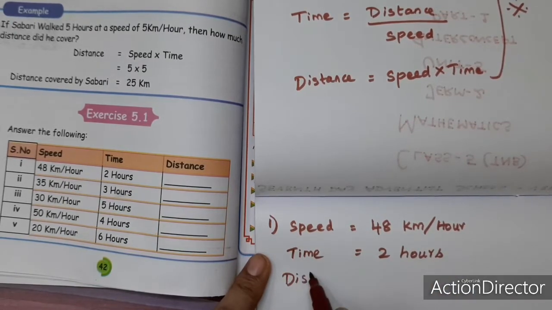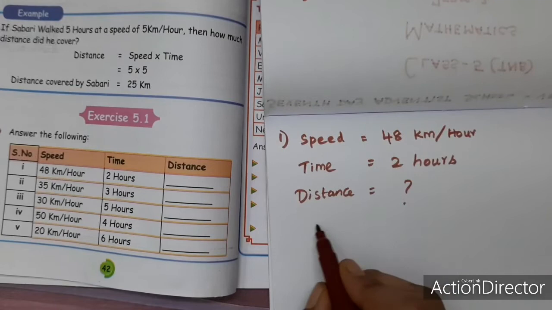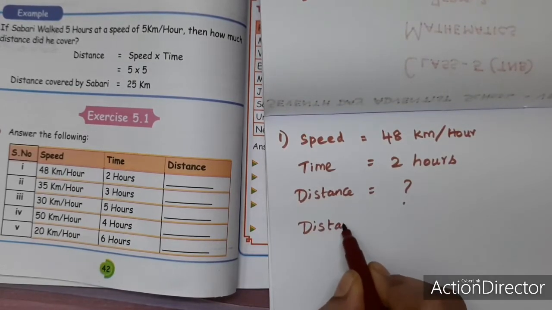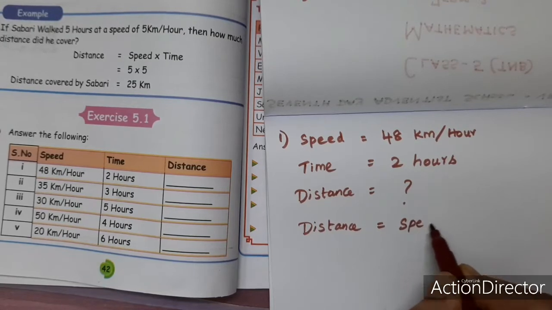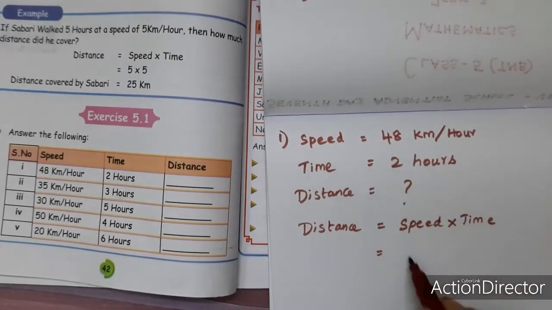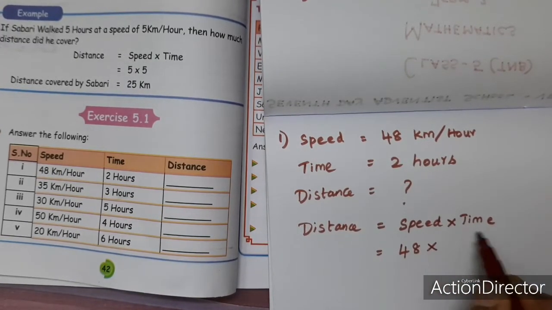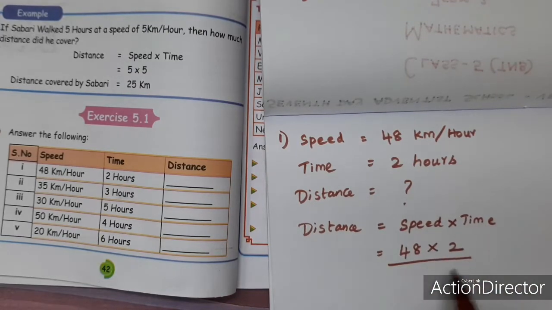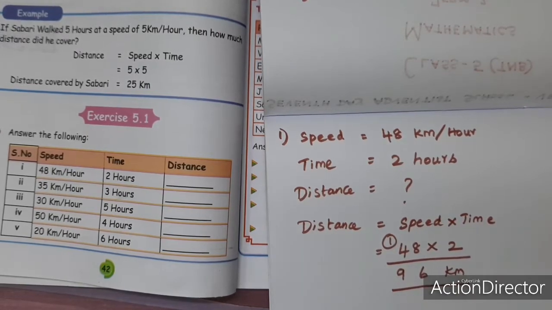So distance equal to what? We are going to find the distance. So what is the formula for distance? Distance equal to speed into time. Speed into time. So what is the value for speed? 48. Into, what is the value for time? 2. 48 into 2. So 2 8s are 16, 6, 1 carry. 2 4s are 8 plus 1, 9. Okay, so the answer is 96 kilometers. So he is traveling 96 kilometers. This is how you will find.